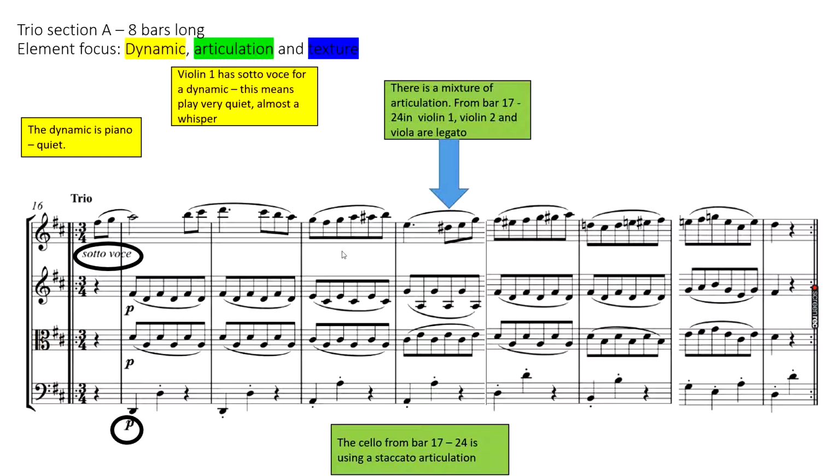Whereas the cello, from bars 17 to 24, is using staccato articulation, which is there, the little dot below or above the note. Staccato means to detach, to make it very detached and with almost a little gap in between the notes.